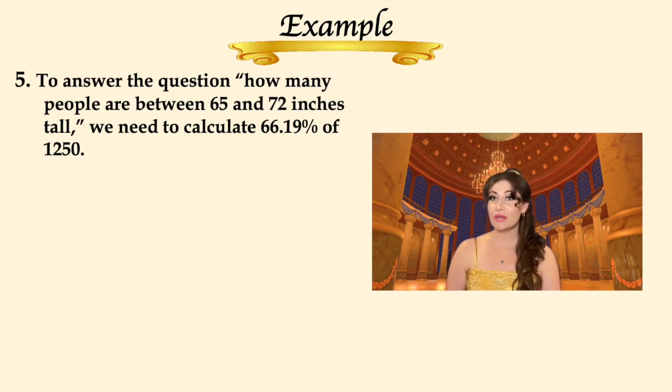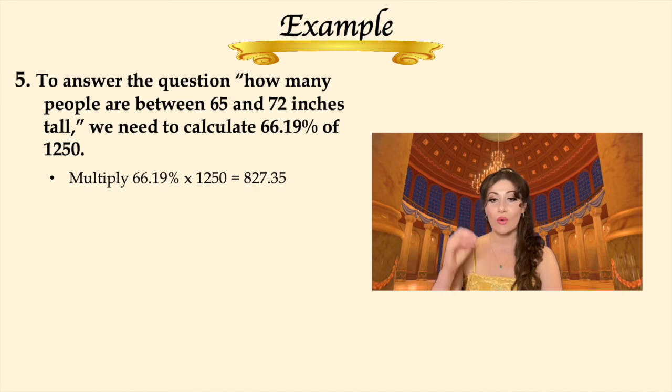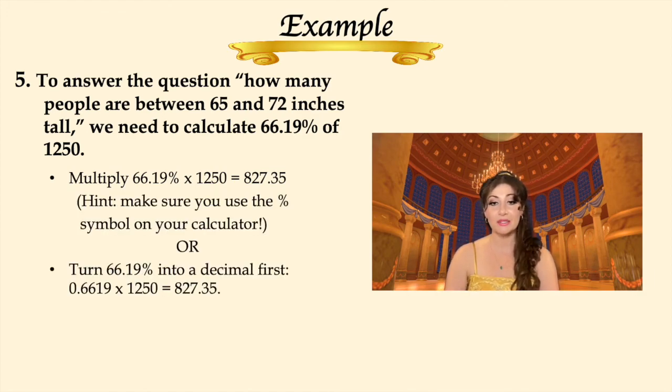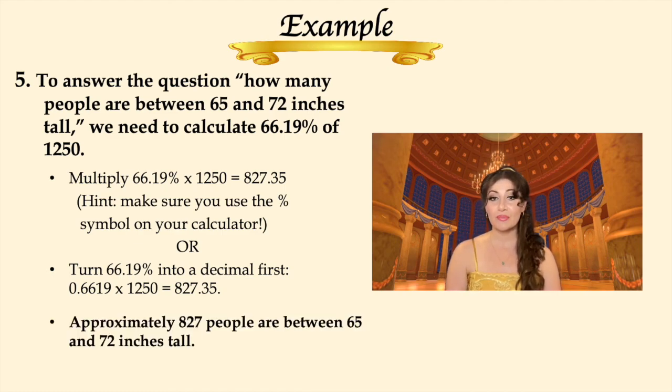tall? The fact that we're asked how many people means we need to report a whole number instead of a percent. So going back to the same thing we did before, we need to find what is 66.19% of 1,250. Again, remember to use your percent symbol or convert your percentage into a decimal number. Doesn't matter which one you choose, you should end up with the result of 827.35. So approximately 827 people are between 65 and 72 inches tall.